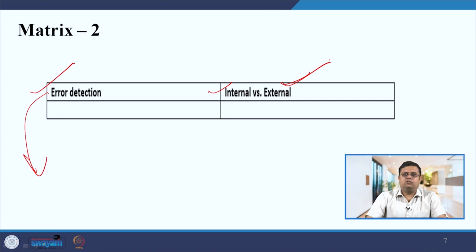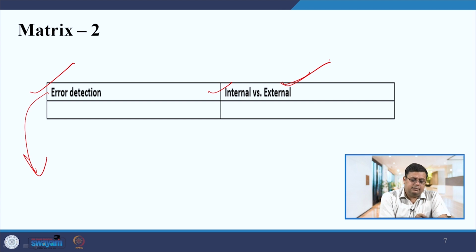So external does not mean that that person should be outside the organization. That person may be from a different department also, right? Some other department person also may tell you that you are not doing the right job by observation, right? So if that is how the error is detected, then you can say this is external error detection. If the error is detected by the internal person, you yourself are able to tell. So that is what you need to understand.